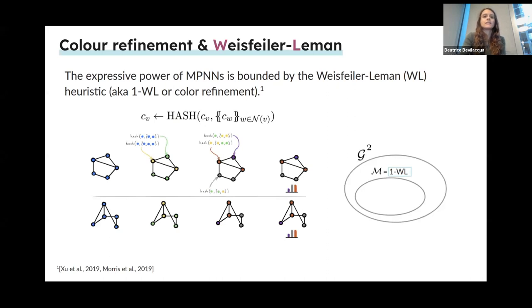The WL test is a necessary but insufficient condition for graph isomorphism, which means that if two graphs get different histograms, they are non-isomorphic, but the contrary is not true. And therefore, if we are given the same histogram, we cannot tell for sure that the two graphs are isomorphic. The WL heuristic iteratively updates the representation of each node, and for this reason is also called 1-WL, since it considers one node at a time.